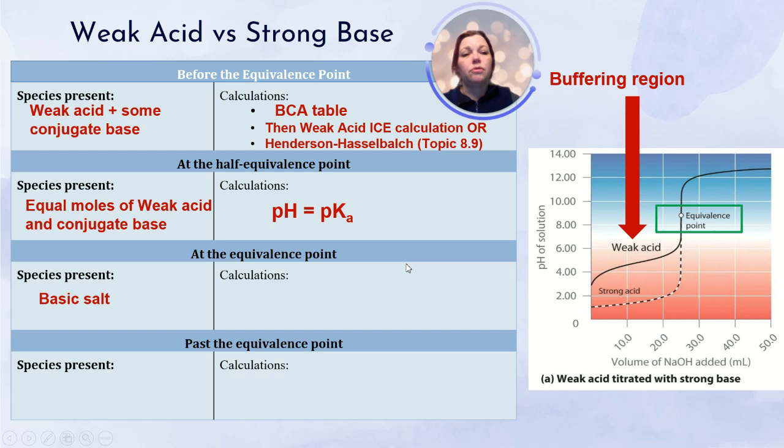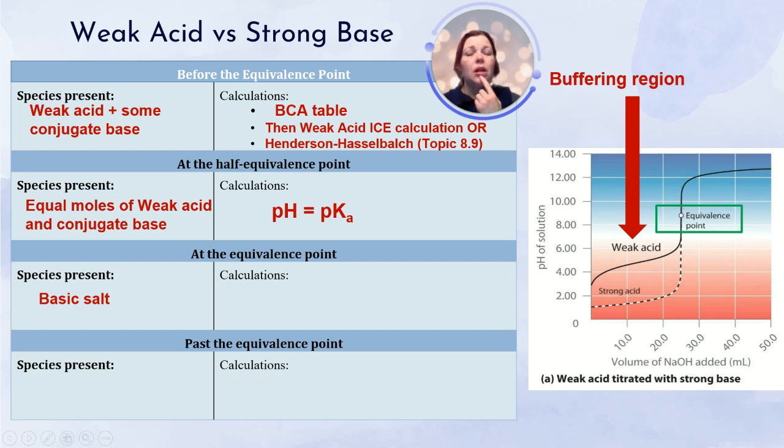At your equivalence point, you've got your basic salt present. So remember that with strong acid, strong base, we had a neutral salt because we had the conjugates of strong acid and strong base, which are very, very, very weak to the point of being neutral. Here, because we have a weak acid, the conjugate base of a weak acid is relatively strong. And so it's strong enough that it actually changes the pH of the equivalence point to being basic.